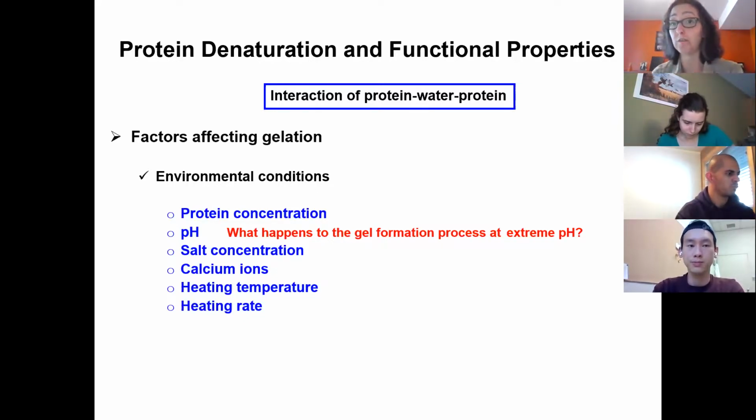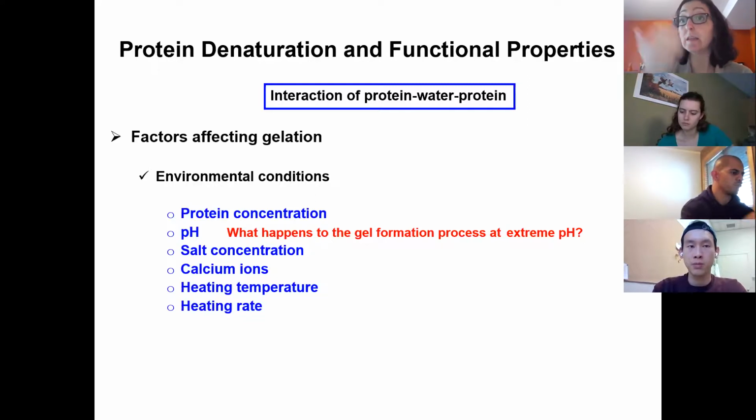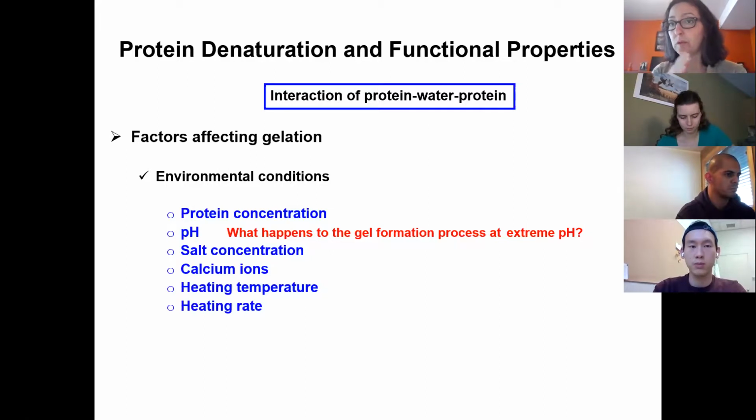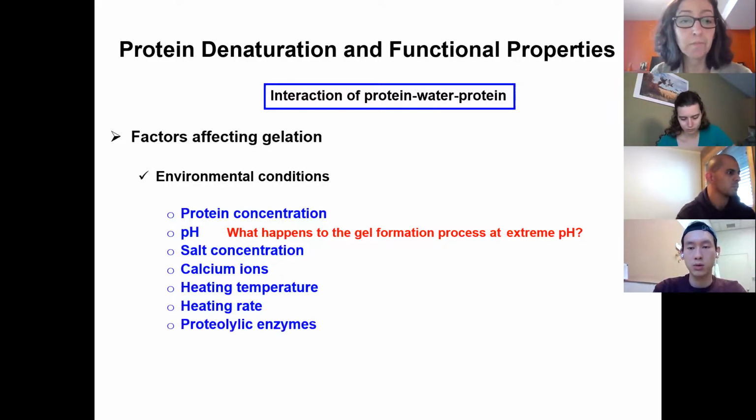Heating rate is very related to the drop in pH. You don't want a suddenly very high heating rate that will denature and quickly form protein-protein interaction and less protein-water interaction. So heating rate is very important. It's gradually increasing temperature, gradual denaturation, and gradual formation of protein-protein interactions.